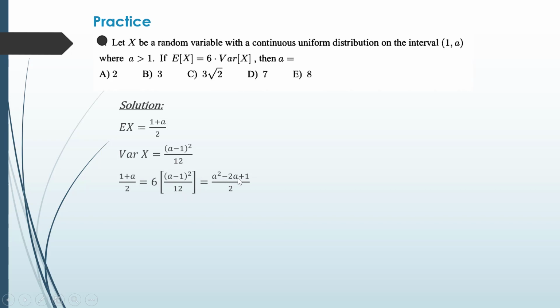So that becomes (A squared minus 2A plus 1) over 2. We cancel out 2 with 2. We have 1 plus A equal to A squared minus 2A plus 1, and simplify. Bring everything to the right. We have A squared minus 3A is 0. And from here we have A equal to 3 or 0, but 0 cannot be the value because we expect A to be more than 1. So that was problem number 1.